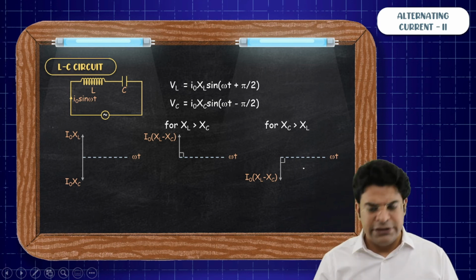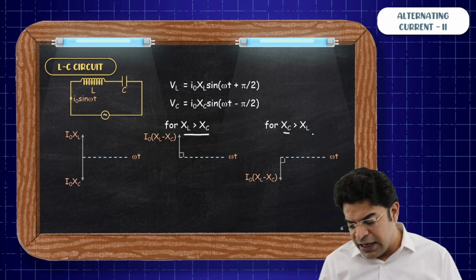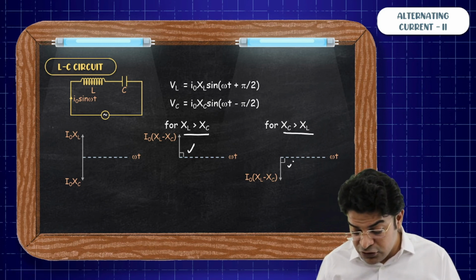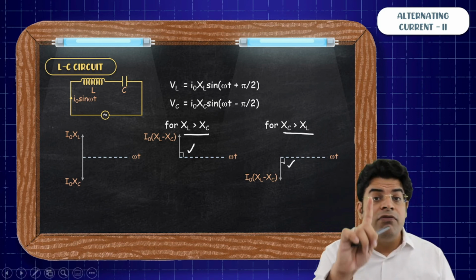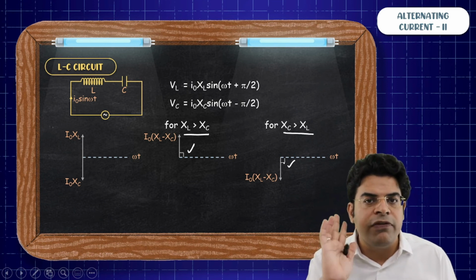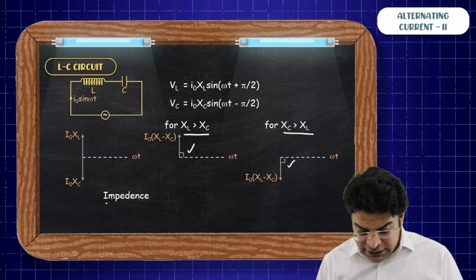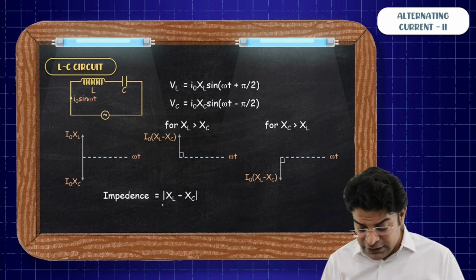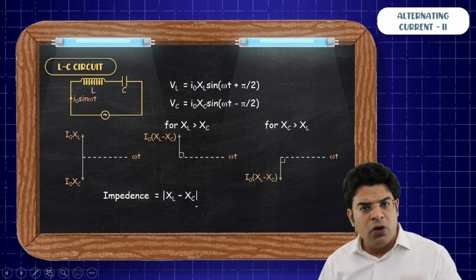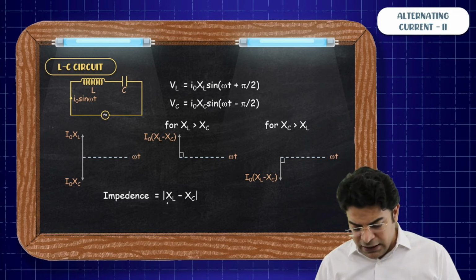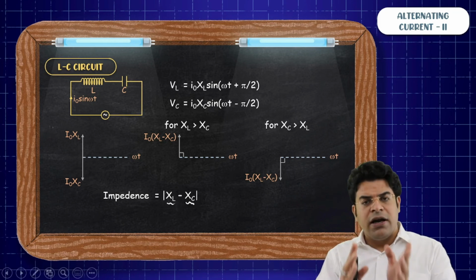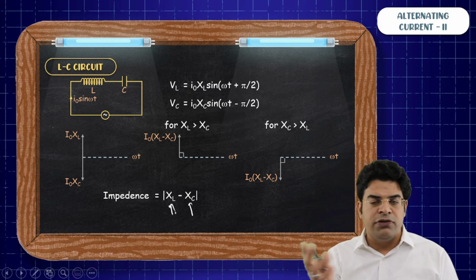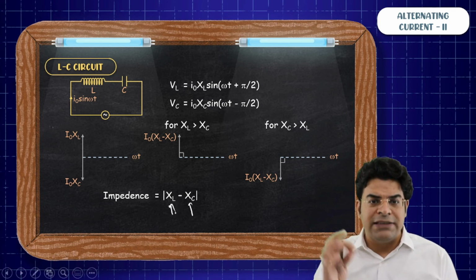In both the cases, whether XL is greater than XC or XC is greater than XL, you are getting a phase difference of pi by 2. So the power factor will be cos pi by 2, cos 90. The power factor will be 0. Understand that the impedance of the circuit will be nothing but mod of XL minus XC. So why have you placed mod? Beta, if XL is greater than XC, still you get a positive answer. If XC is greater than XL, still you get a positive answer. You shouldn't report the impedance as negative.